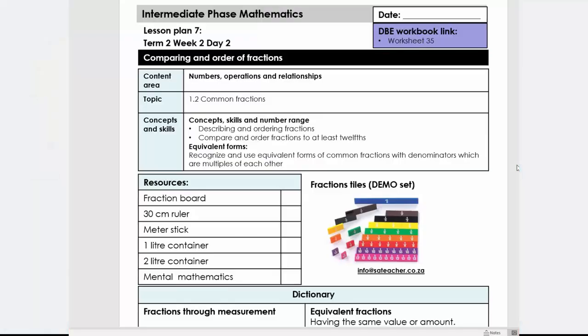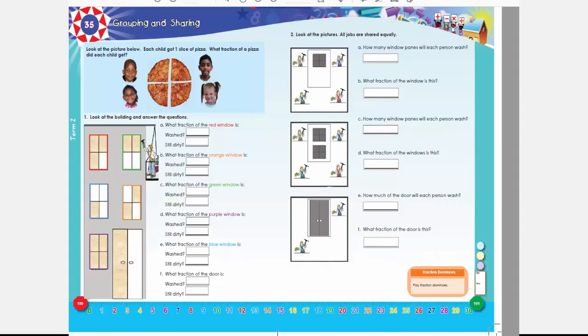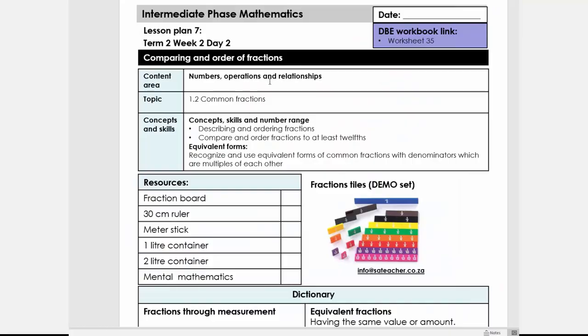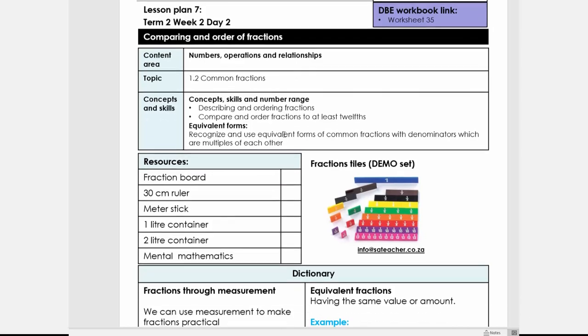Good day. Today we're going to do lesson plan number 7, grade 5, term 2. So we're going to compare and order fractions. It links to worksheet 35 in your DBE workbook. Let's have a look. And then the first link is the link to the CAPS.